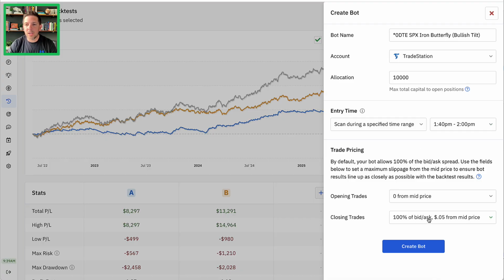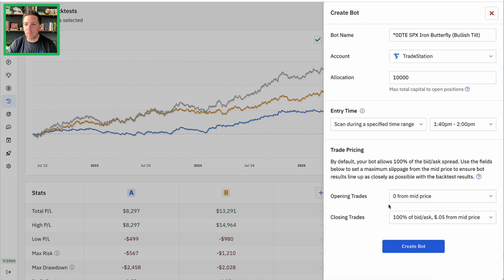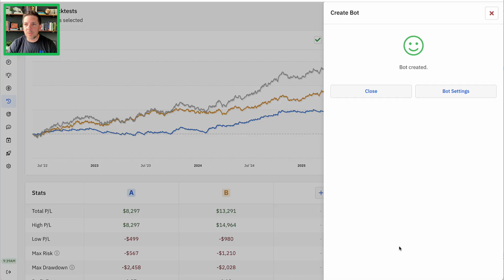And then closing trades, we'll definitely do 100% of the bid-ask spread. Again, because of profit taking, it's going to try to lock in that profit up to 5 cents of slippage from there, but it's still going to make sure we get that profit target of 40%. So I'm not worried about that one there. And then we'll simply hit create bot.